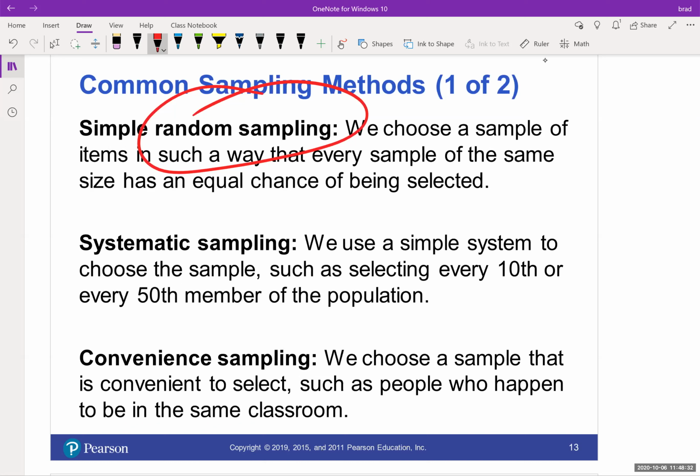Convenience sampling. We choose a sample that is convenient to select, such as people who happen to be in the same classroom. If I wanted to do a study on statistics students and their grades, and I just waited outside my class and talked to each of you, that's convenient. It's just my students right outside my classroom. So that makes it a little bit weird. Normally you want a random sample and not something you're only doing because it's easy for you to do.